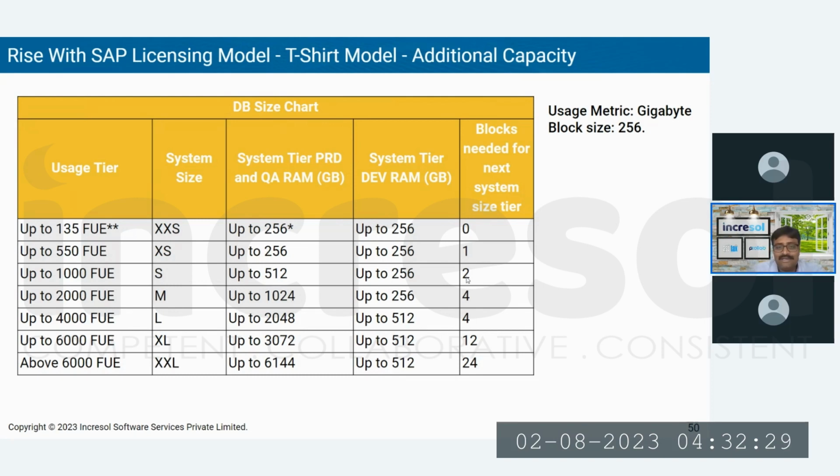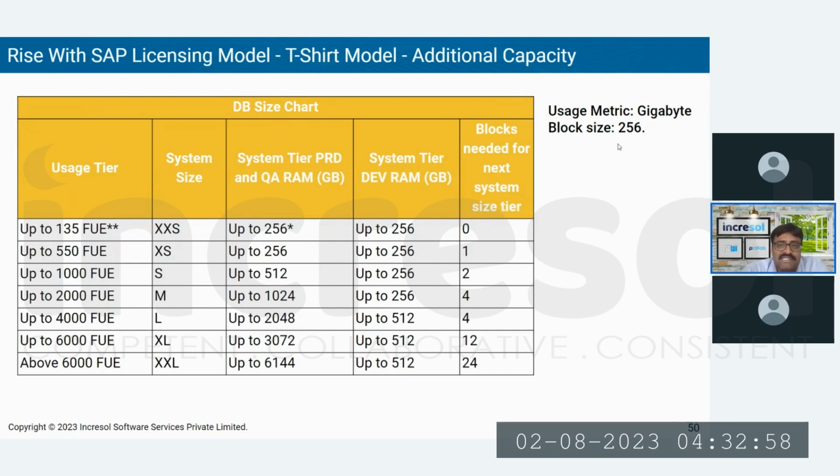For example, here 512 GB is the production RAM size. If I want to make it 768, by adding one block of 256, you can make it. If I want to make it 1024, I can make it by adding 2 blocks of additional RAM. But if I want to go above 1024, then I need to change to the medium line. So this is the additional line item available. Add-on, I can say. Along with the t-shirt, you can buy this add-on to accommodate your requirements.